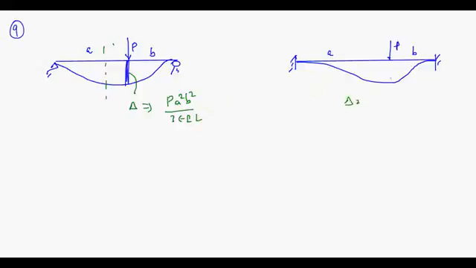And here the delta under the load is given by P A cube B cube upon 3 EI L square. Is it okay? P A square B square by 3 EI L, P A cube B cube by 3 EI L square. This is your 10th case. Moving to the 11th case.